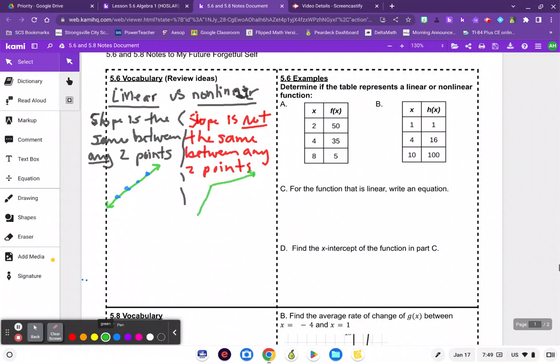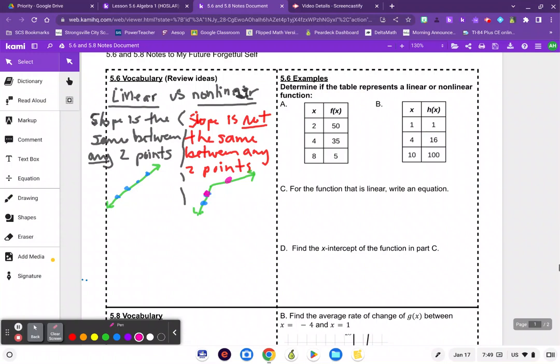would be something like this. Yeah, these are 2 lines, but if I found the slope between these 2 points, I would get a different answer than the slope between the second point and a point here. And so for that reason, this would be nonlinear. I do not get the same slope between different sets of points.